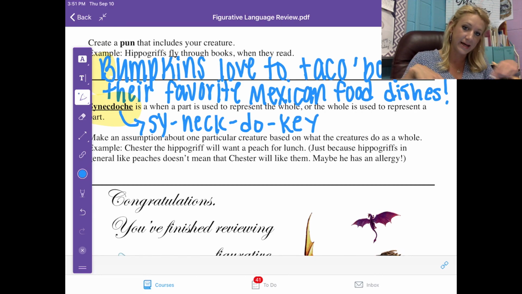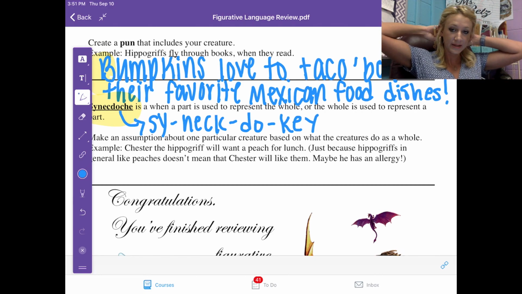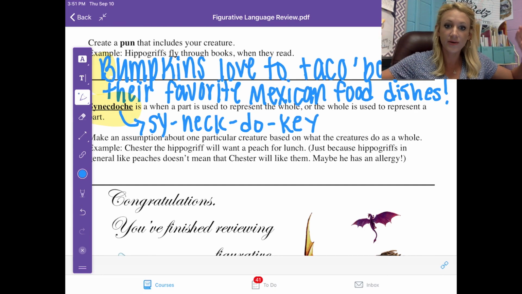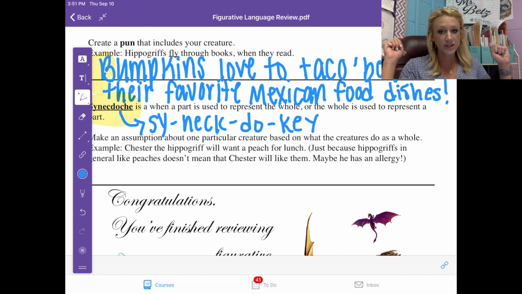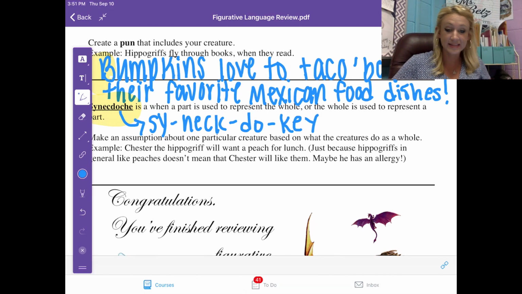On the flip side, if I know that cheerleaders in general have a lot of spirit and they're usually very excited, and then I single out one person who's on a cheerleading squad that I don't know, and I say, oh, I'm sure that she's very energetic and excited all of the time. Well, again, that's a synecdoche. That's an assumption that I'm making about one person based on how I view the entire group.